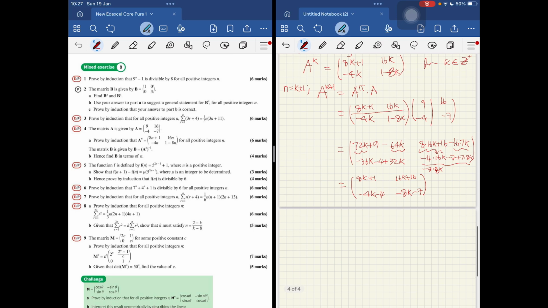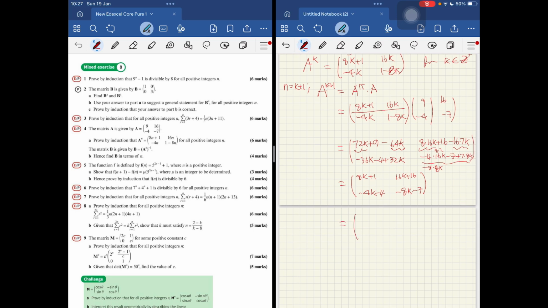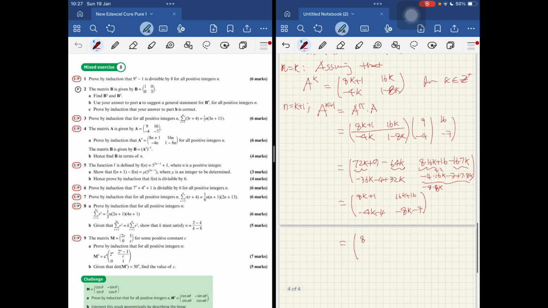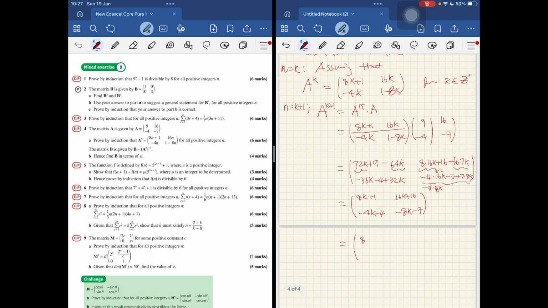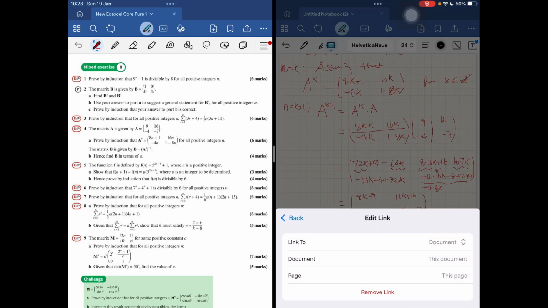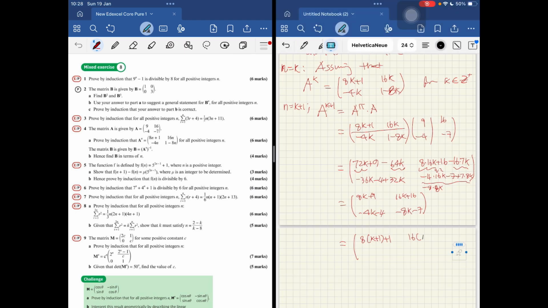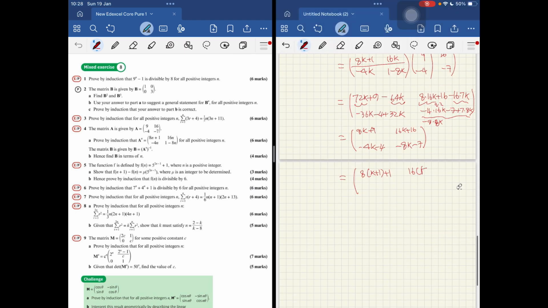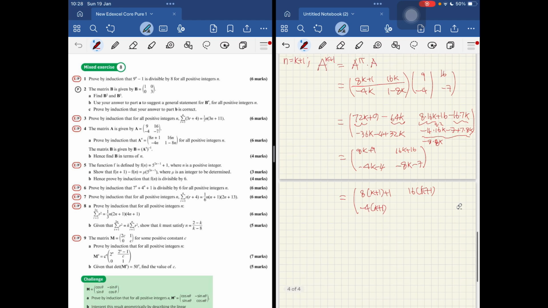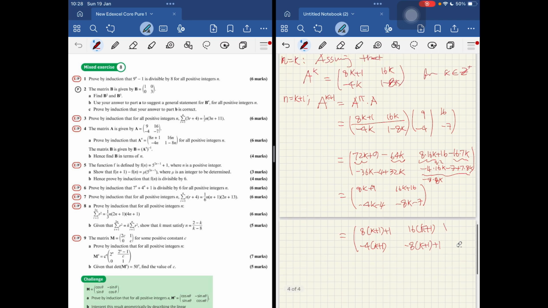So therefore this is expressing like 8 to the power of the first one plus 9, (k plus 1) plus 1, 16(k plus 1), and negative 4(k plus 1). So negative 8(k plus 1) plus 1. So just to make it the consistent form, 1 minus 8(k plus 1).